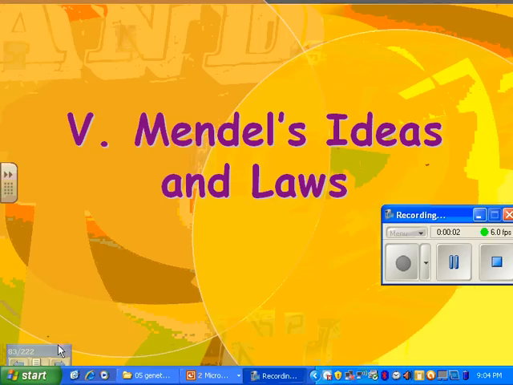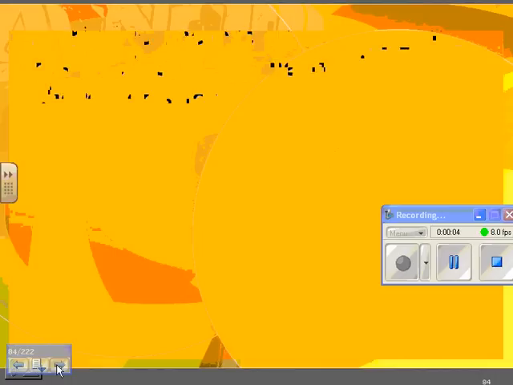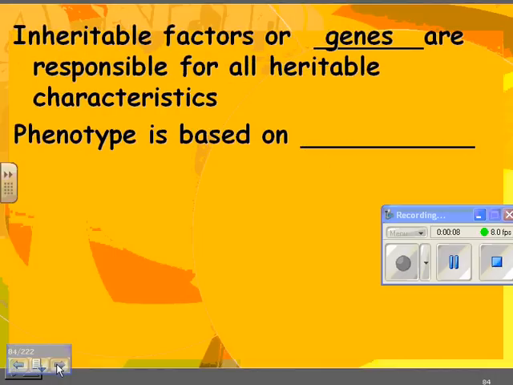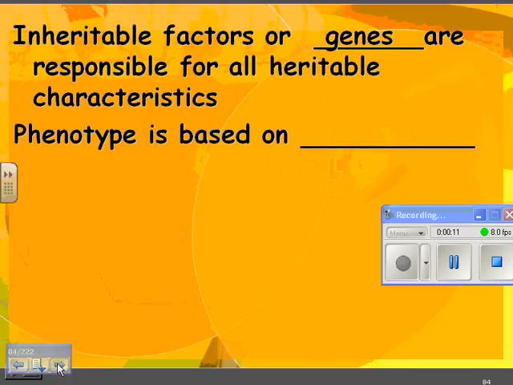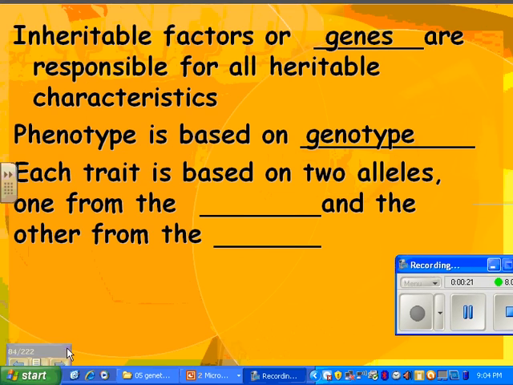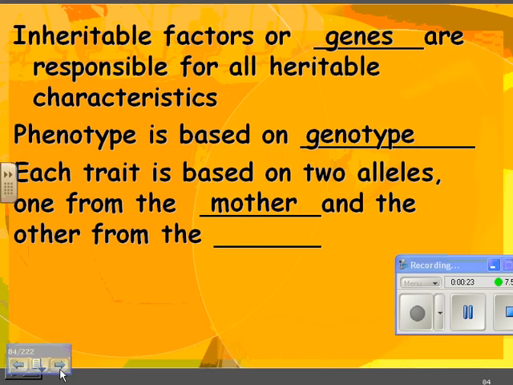Mendel's ideas and laws. Heritable factors, or genes, are responsible for all heritable characteristics, and phenotype is based on genotype. So you look the way you do, at least in part, because of the DNA that you inherited. Each trait is based on two alleles, one from the mom and the other from the dad.